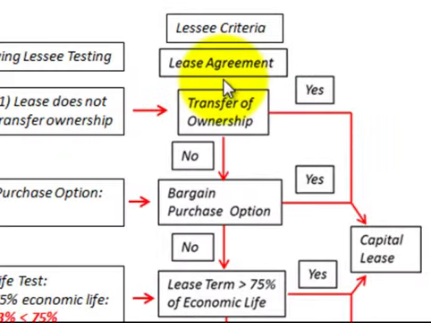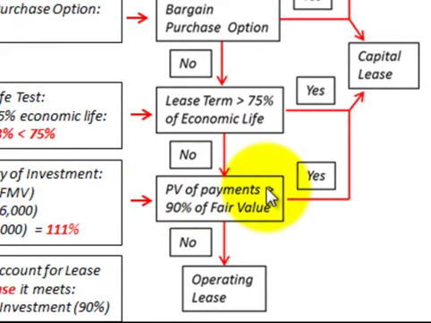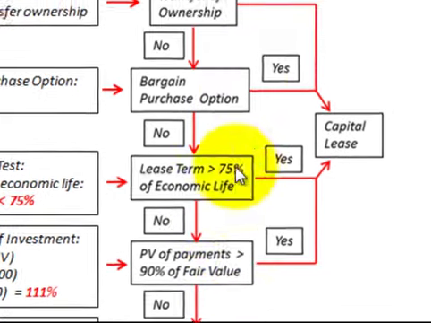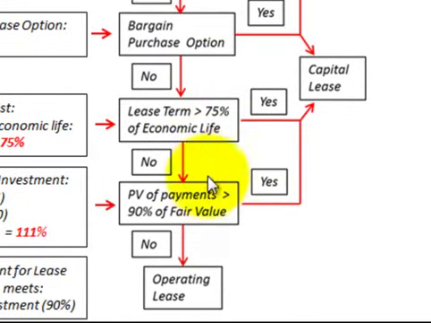Now let's look at our decision diagram here to determine what type of lease it would be for the lessee. So we would have this transfer of ownership test, the bargain purchase option test, and then the lease term: is it greater than or equal to 75% of the economic life test? And then also, is the present value of the minimum lease payments greater than or equal to 90% of the fair value of the leased asset? So if we can answer yes to any one or more of these tests, then it becomes a capital lease for the lessee.